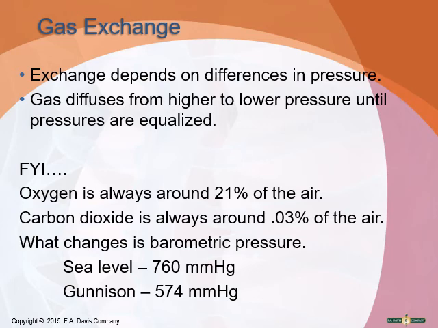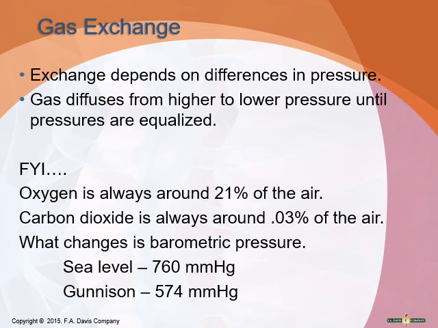Now the partial pressures of oxygen and carbon dioxide vary from the air we breathe, to when it's in our alveoli, to when it's in our arterial blood, to when it's in our venous blood. These variations in pressure are what allow the gases to move from one area to the next.